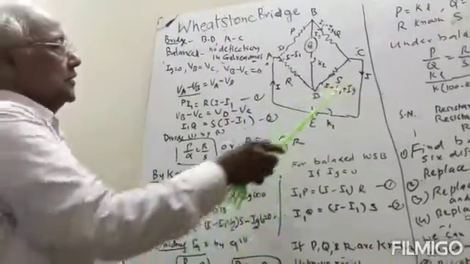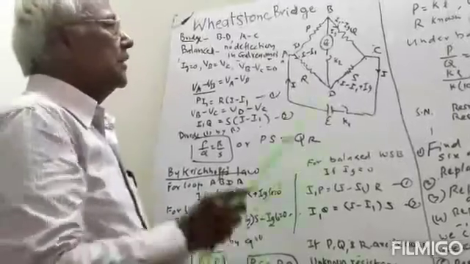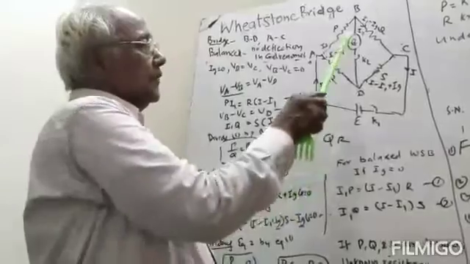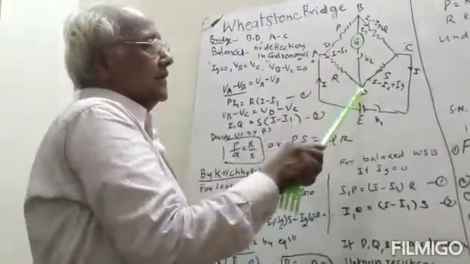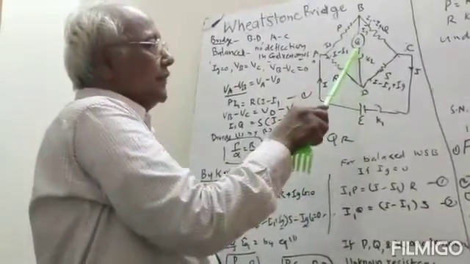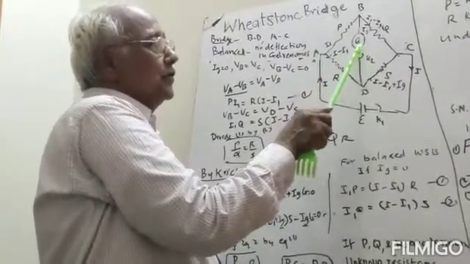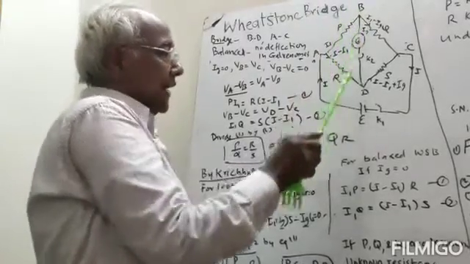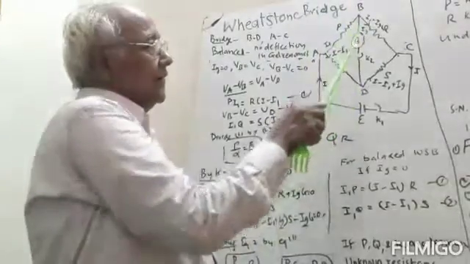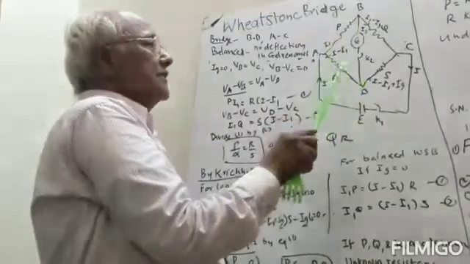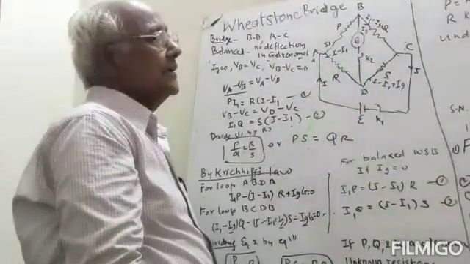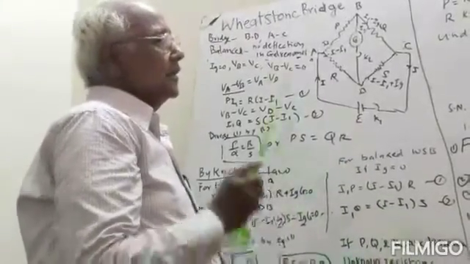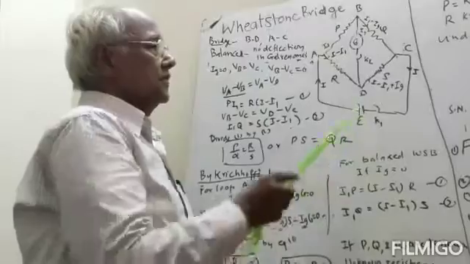Now, the Wheatstone bridge is of two types. One type is the balanced Wheatstone bridge. In a balanced Wheatstone bridge, there will be no current in BD. In this, the deflection of the galvanometer is equal to 0. Then the potential difference between B and D is 0, and the current will be 0. Such a Wheatstone bridge is a balanced Wheatstone bridge. We will consider the balanced Wheatstone bridge first.